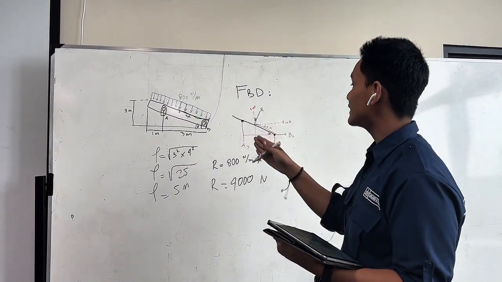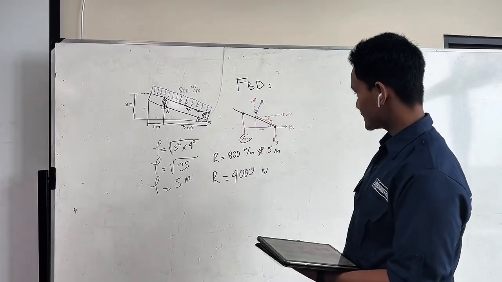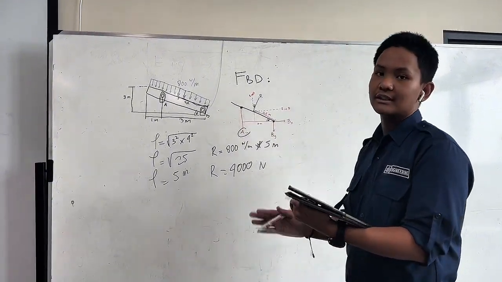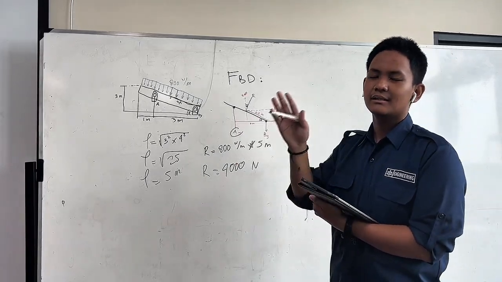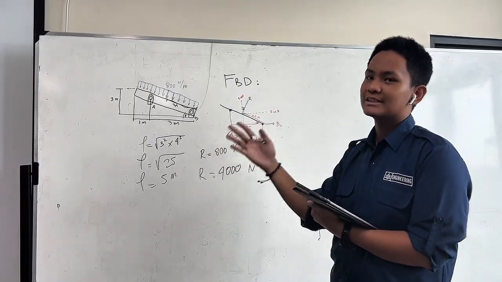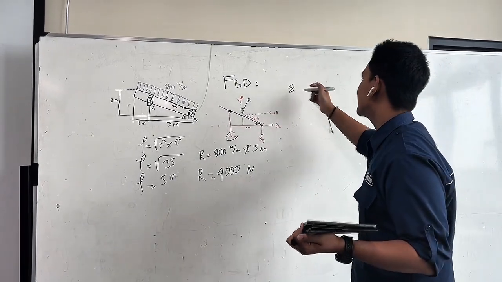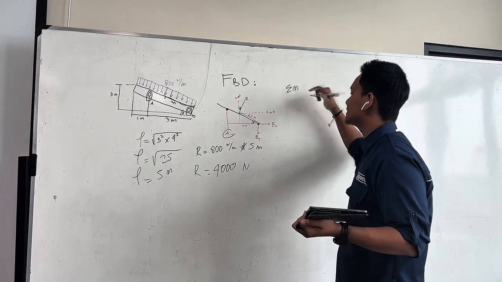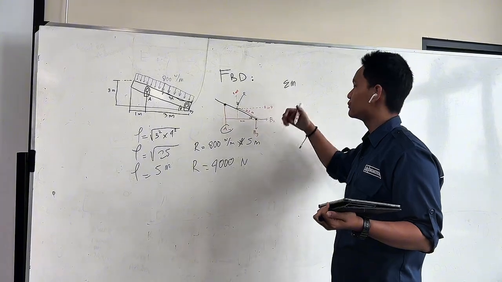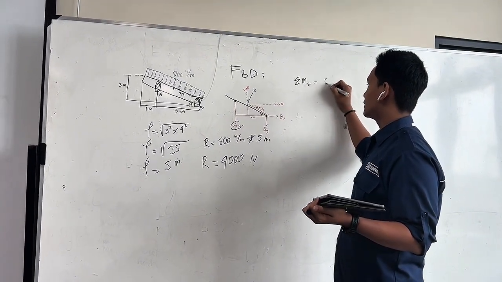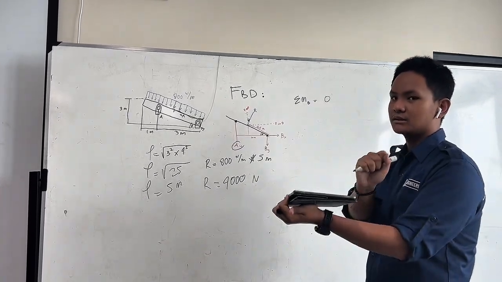Next we're going to find out the value of the reaction Ay. To do this, we need to know first that this beam is in equilibrium, which means that the total sum of moments applied on this beam is equal to 0. So the sum of moments about support B is 0, because it's not moving anywhere, not clockwise or anti-clockwise. It just stays there.